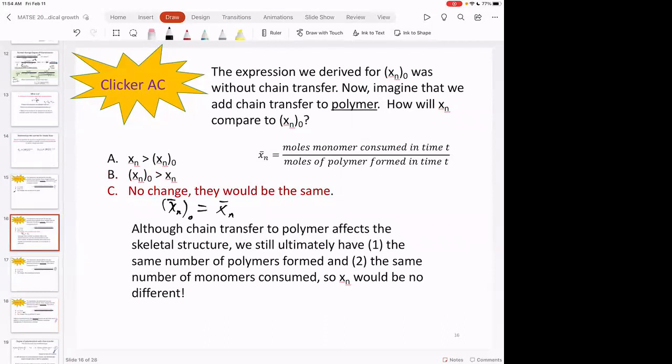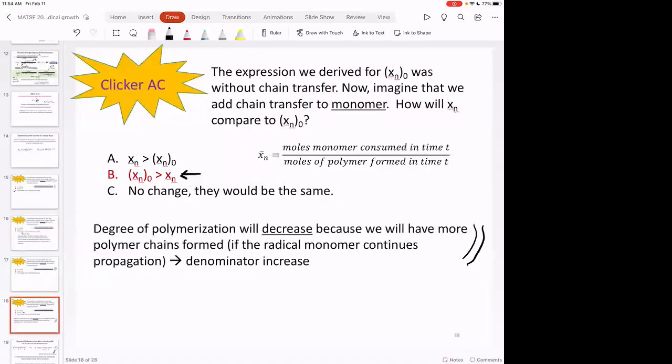You can think about it. If I have a growing polymer and I move it to another growing polymer, nothing changes except for the branching. Versus in all cases where I chain transfer to the chain transfer agent, to the solvent, to the monomer, I'm always going to decrease the molecular weight with chain transfer compared to without chain transfer.